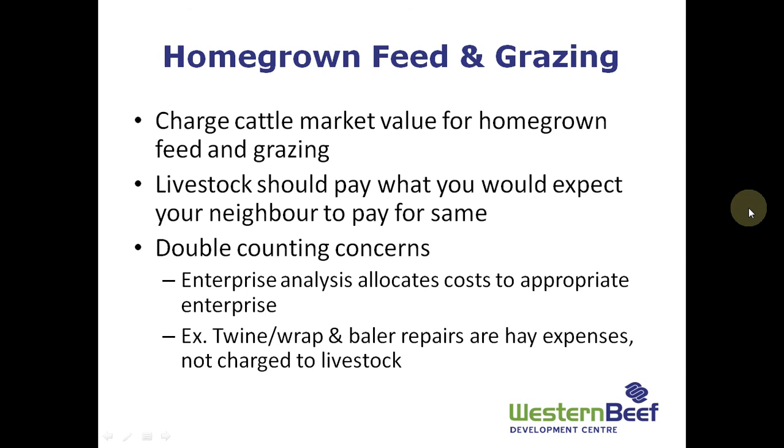So if you've made the choice to have livestock on your operation, you need to be making them pay what's fair. And what's fair is basically what you could get for its alternative value, so the market value. Double counting concerns shouldn't be an issue if you are doing your allocation properly. So if you're making your cows pay market value for hay, then they cannot also be charged any of the hay related expenses like twine and baler repairs. Those are expenses that need to be charged 100% to the hay enterprise.